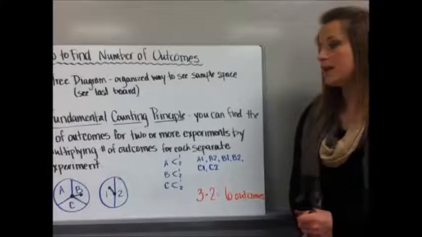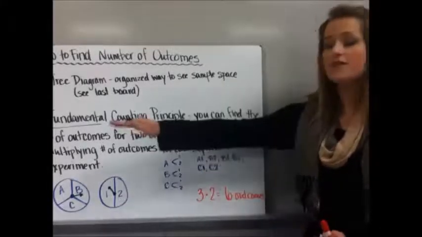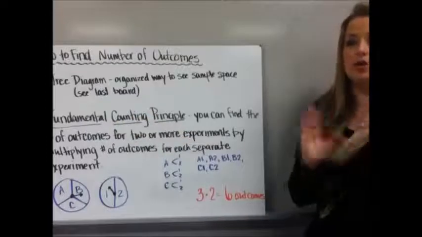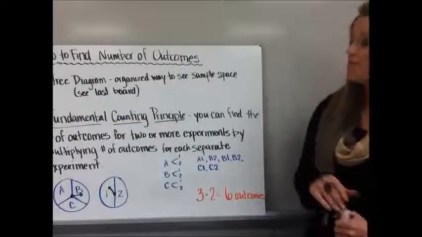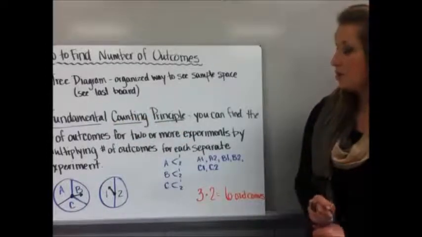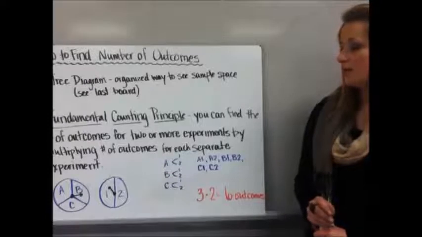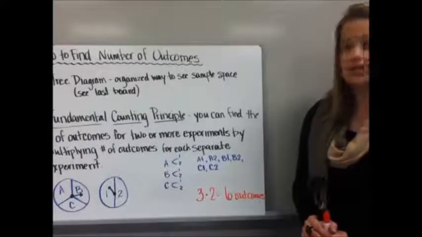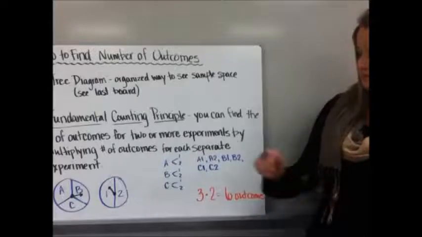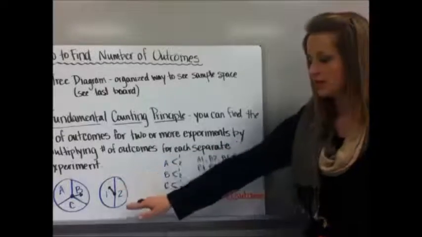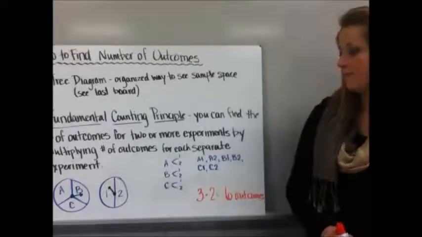The fundamental counting principle is exactly that, very fundamental. It saves you lots of time. You can find the number of outcomes for 2 or more experiments by multiplying the number of outcomes for each separate experiment. So let's look at this experiment.